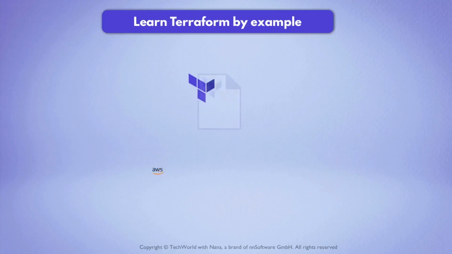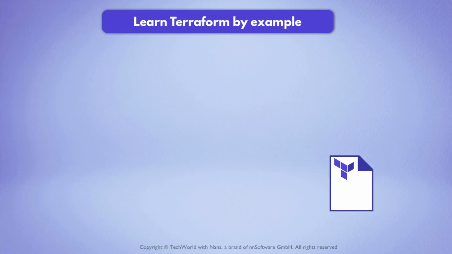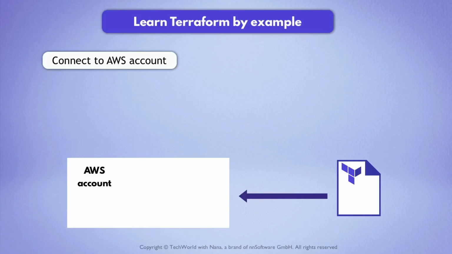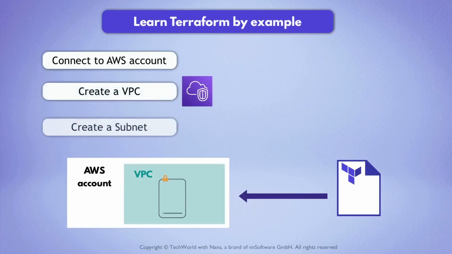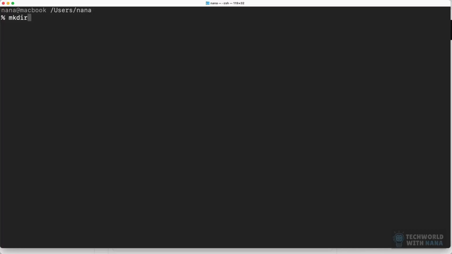Now, in this part, I'm going to show you how to write a Terraform file that connects to your AWS account. And we will create a VPC and subnet in our AWS account just to learn the basic concepts of Terraform and its syntax. So the first thing we need is we're going to create a project folder called Terraform. So let's create a folder called Terraform. And we're going to start creating files in that folder.